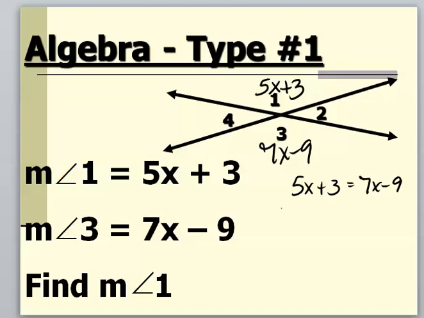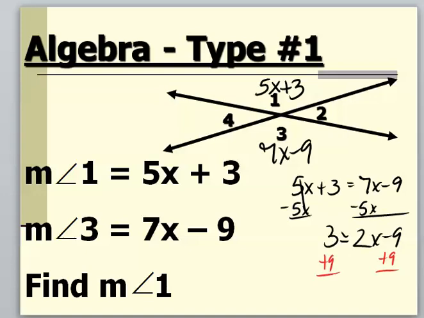We move the smaller x. 5x is positive, so we're going to subtract it. So 3 equals 2x minus 9. All of our x's are on the right. We need to move numbers to the left. To move minus 9, we're going to add 9 to each side. So 12 equals 2x. And again, 2 and x are against each other. They're multiplied. So x is 6.